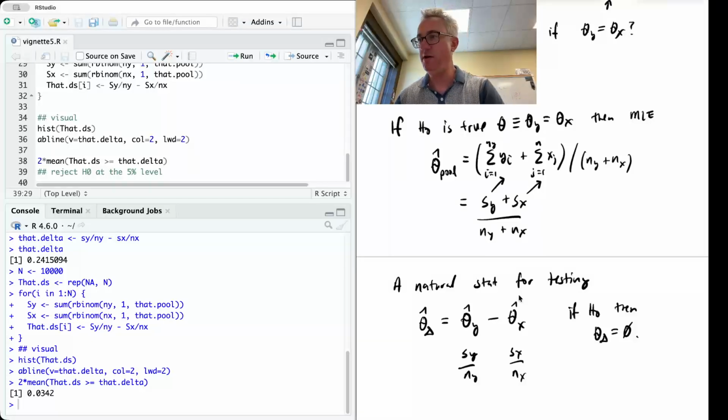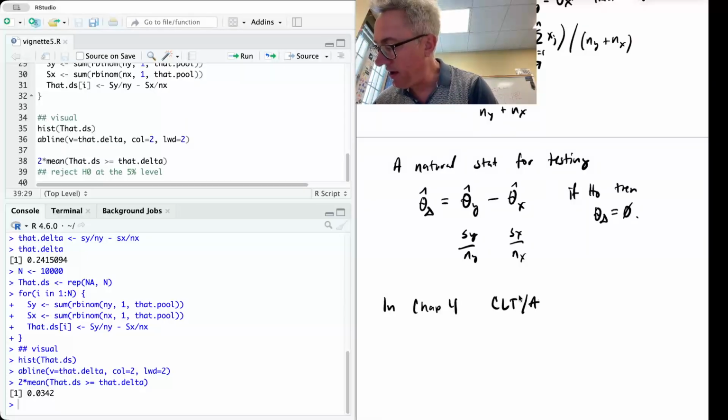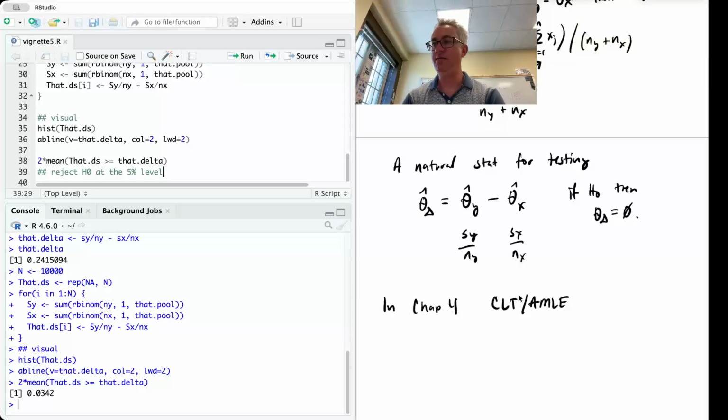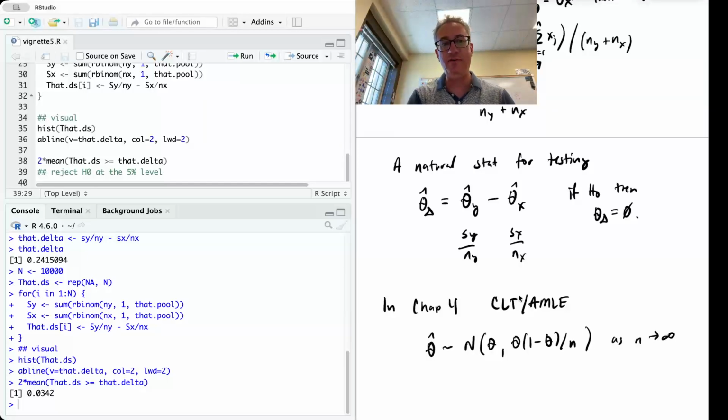Okay, so back over here, in chapter 4, we learned about the central limit theorem and the asymptotic distribution of the MLE, right? So remember, theta hats from a Bernoulli experiment had a Gaussian distribution with a mean of theta and a variance of theta times 1 minus theta over n as n goes to infinity. And that we could derive using the central limit theorem or using the asymptotic distribution of the MLE, because they both land you in the same place.